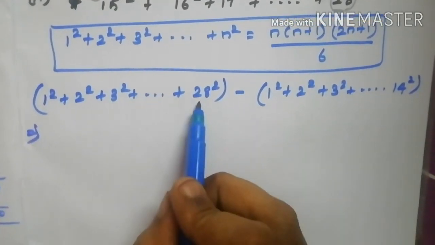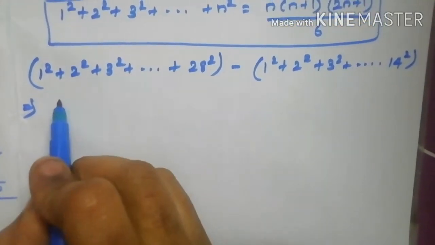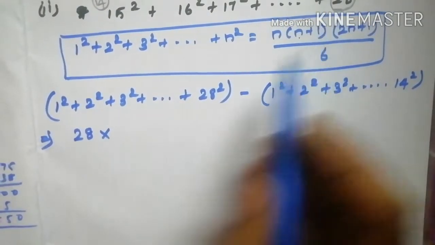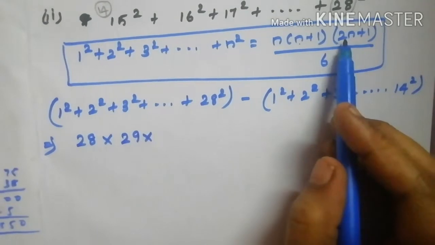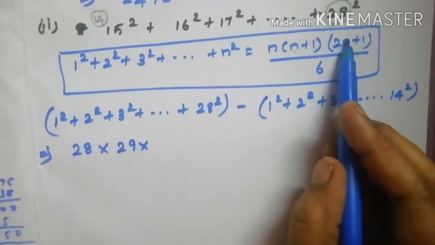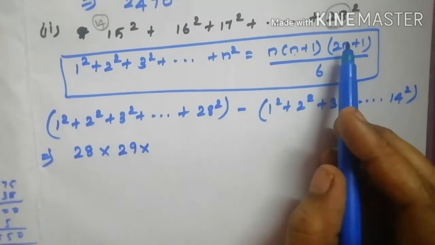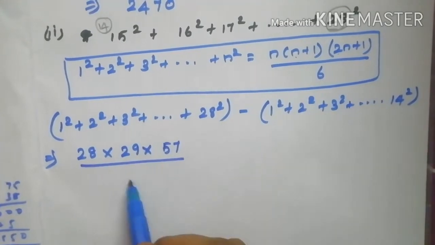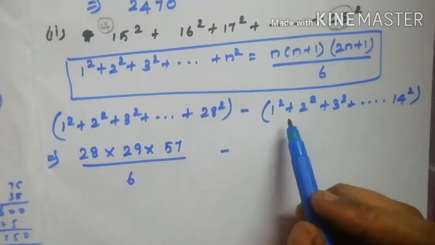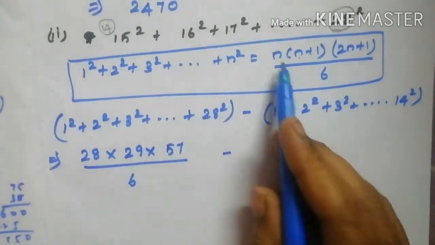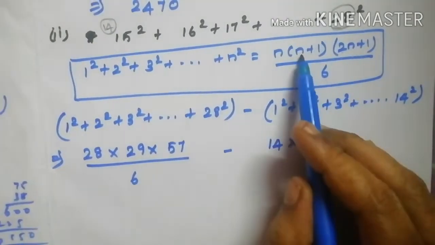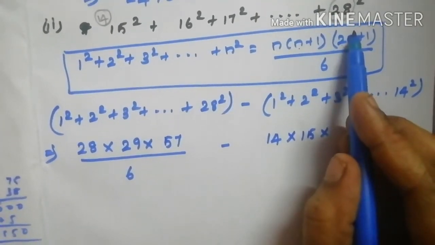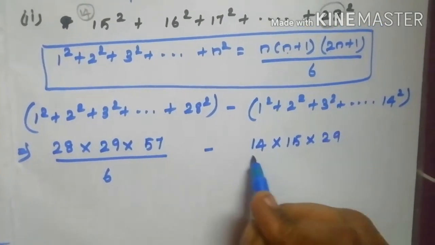Here we apply the formula. Instead of n, here 28. So we write 28 into n plus 1, that is 28 plus 1, we have 29, into 2n plus 1, that is 2 into 28 is 56, 56 plus 1 we have 57, by 6. Minus, here the last number is 14, so n is 14 into 14 plus 1, we have 15, into 2 into 14, we have 28, 28 plus 1 we have 29, by 6.